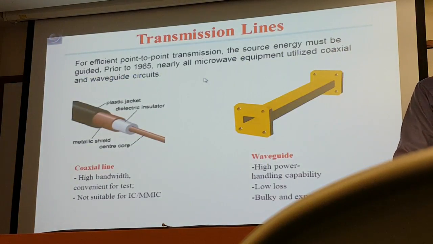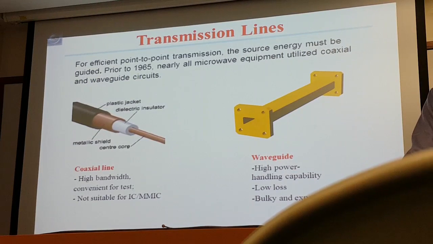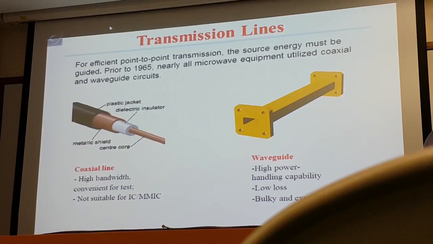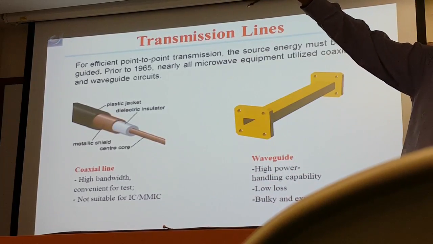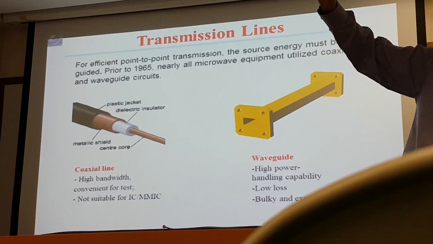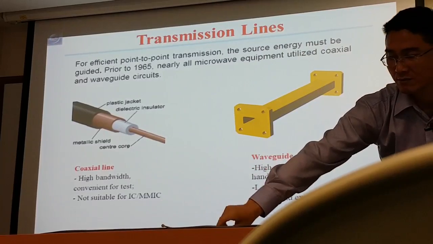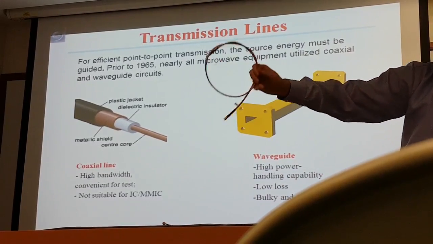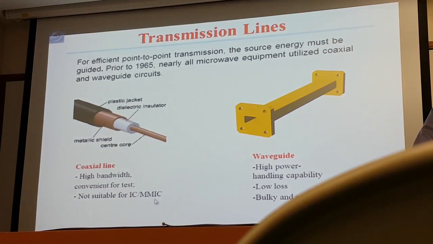Okay. Now let's look at some very typical transmission lines. A very popular one is this coaxial cable, okay? Very convenient for measurement. However, the disadvantage is that it is not suitable for MMIC, for integrated circuits, right?